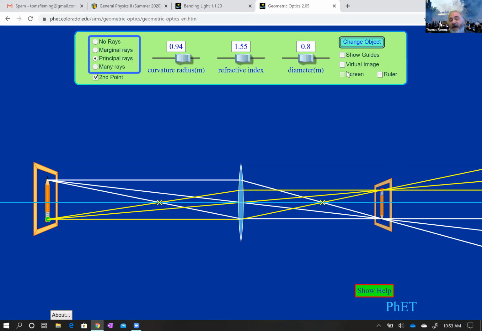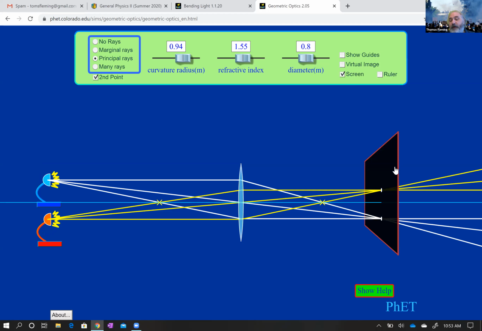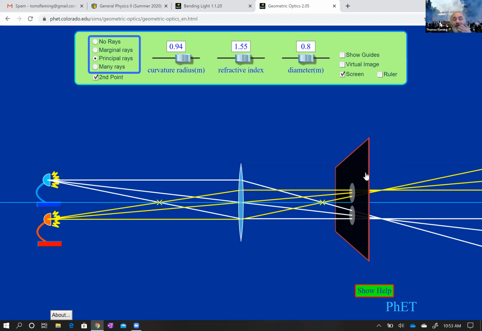Or what if I put the screen back and I put the screen up here? Well, now light from the blue lamp hits several different locations on the screen. Light from the red lamp hits several different locations on the screen. My image would be out of focus because one part of the object appears in several places on the screen. It's blurred out.